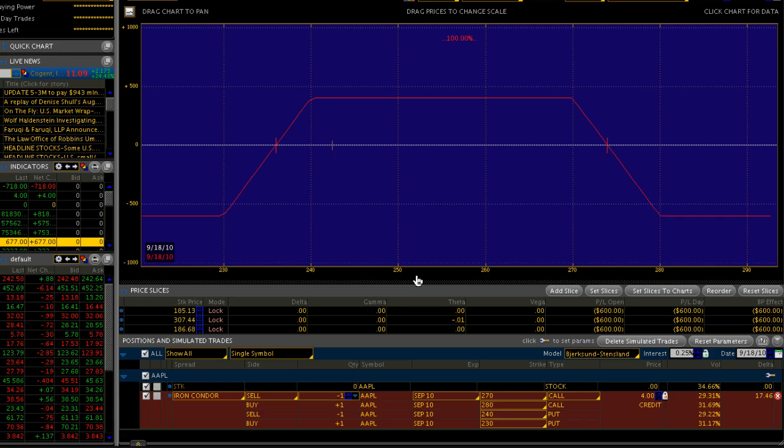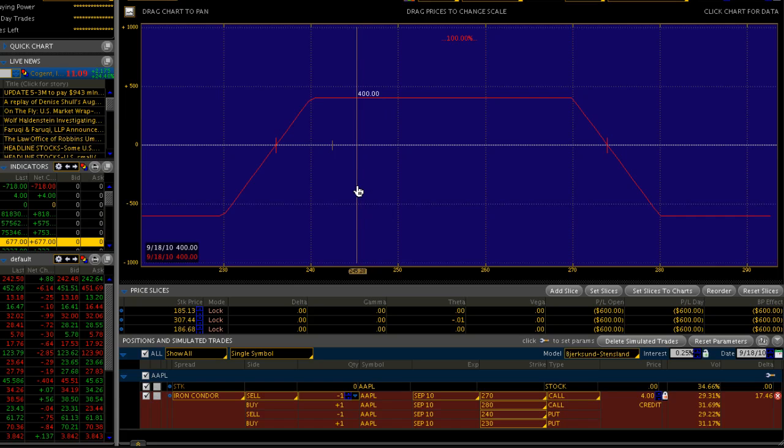Here is the risk plot profile for this trade. Remember, the stock price is right along this x-axis here along the bottom of this blue chart. The y-axis represents the profit or loss on this trade. So basically this chart represents the profit or loss on expiration day of this trade.